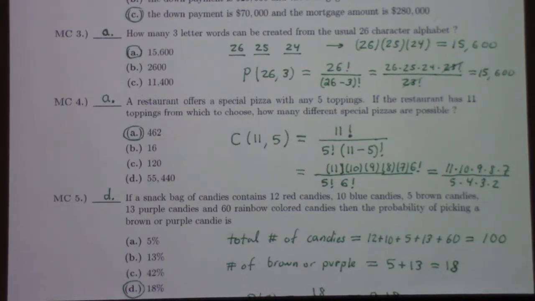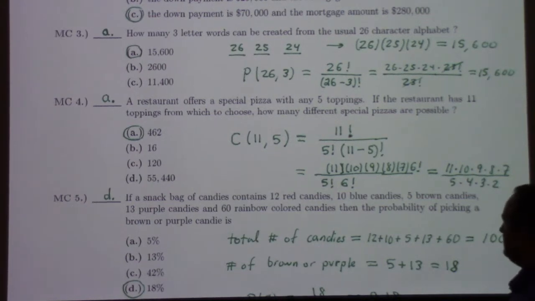Or you could look at it in terms of permutations. There are P(26, 3), that many arrangements of three distinct objects picking from 26, right? So that also, of course, works out to the same number. No surprise there. Problem 4, you've got a special pizza with 5 toppings.